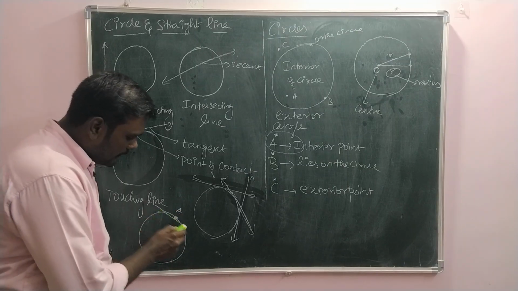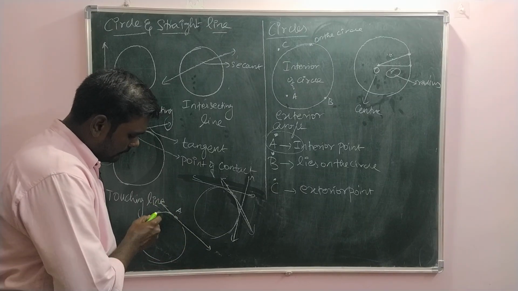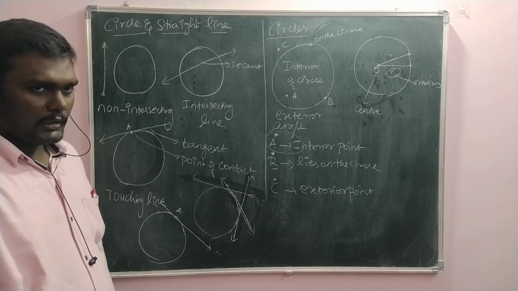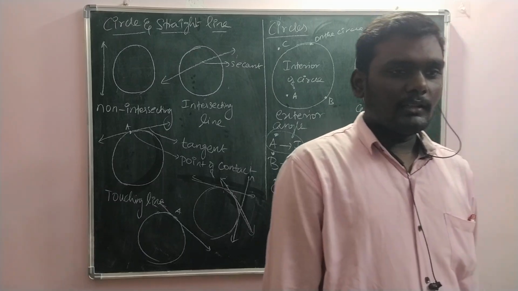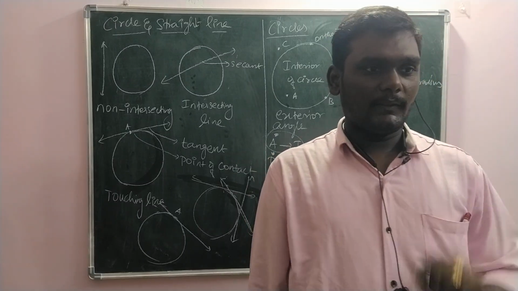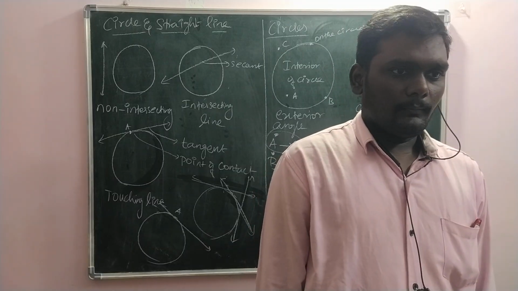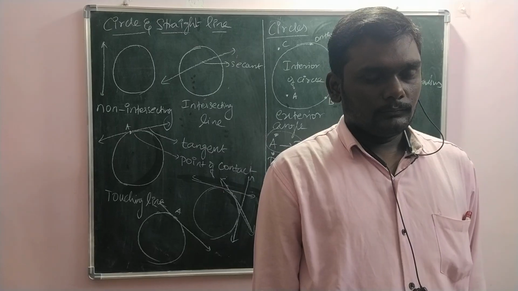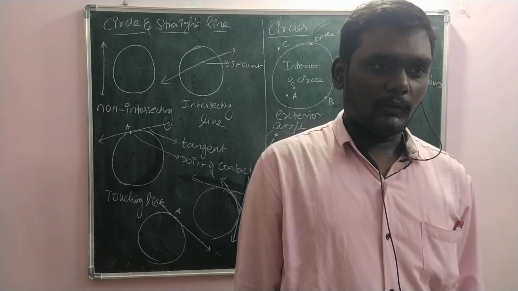how many tangents are possible? How many tangents have this A as the point of contact? The number of tangents possible at a point on the circle, how many are possible? Exactly one and only one tangent is possible.